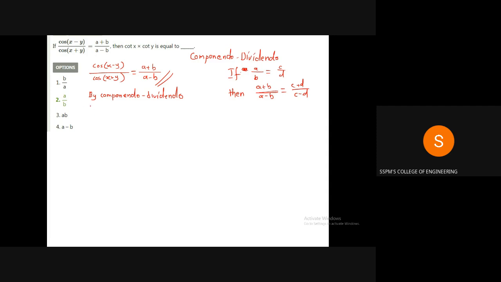So we will get in the numerator cos (x minus y) plus cos (x plus y) divided by cos (x minus y) minus cos (x plus y). So here we will write plus, here is minus, is equal to what? (a plus b) plus (a minus b) divided by (a plus b) minus (a minus b).